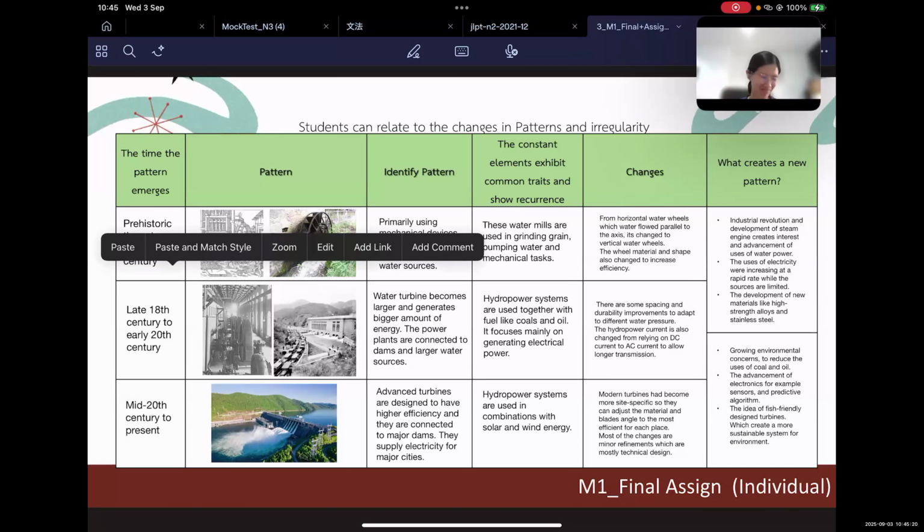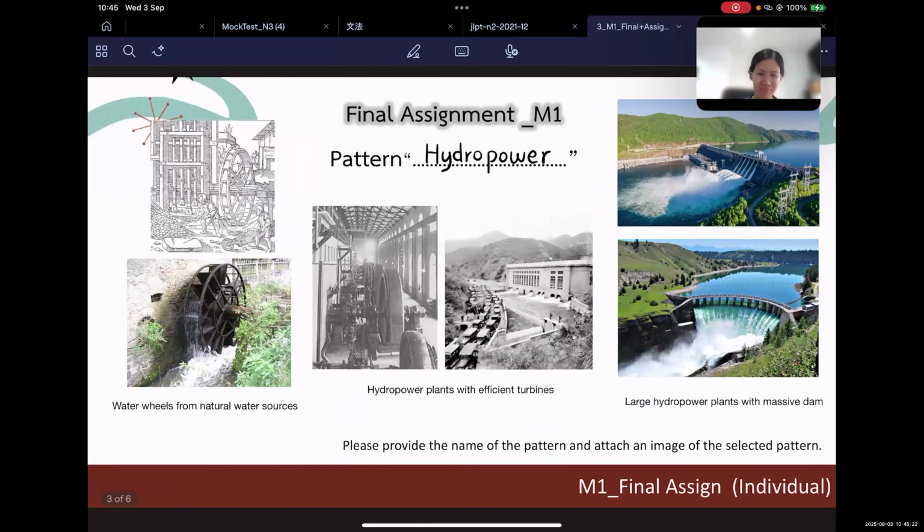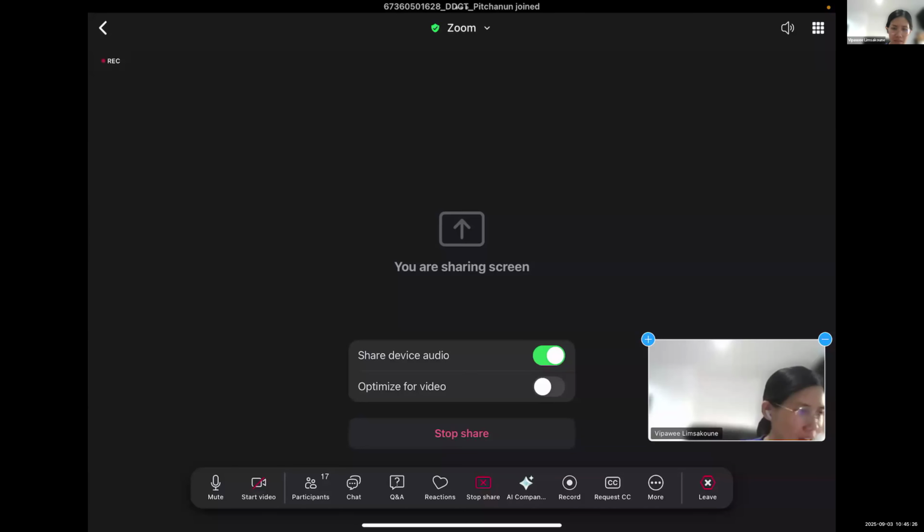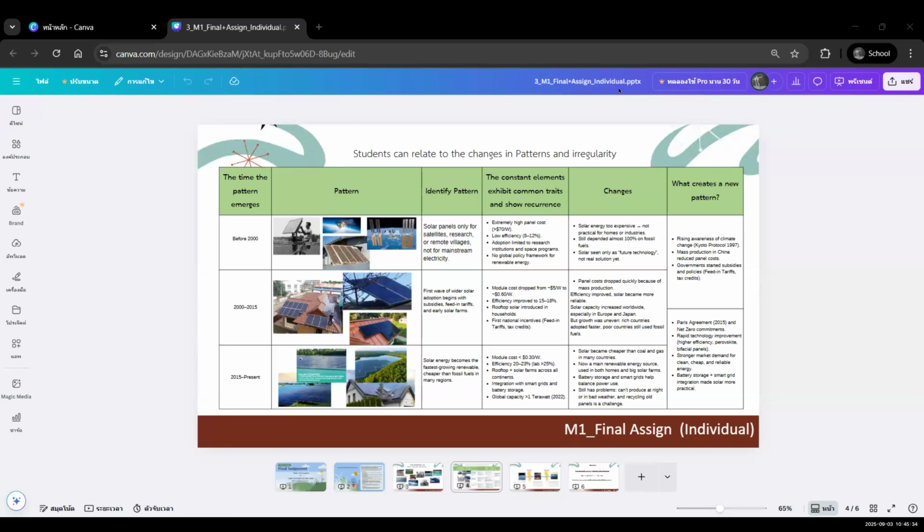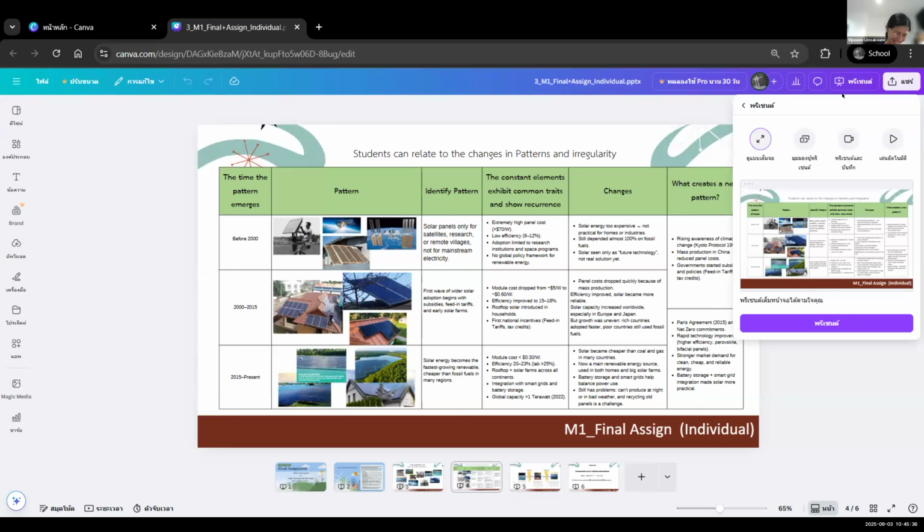Can you hear me? Yes, okay. Can you see my screen? Yes.